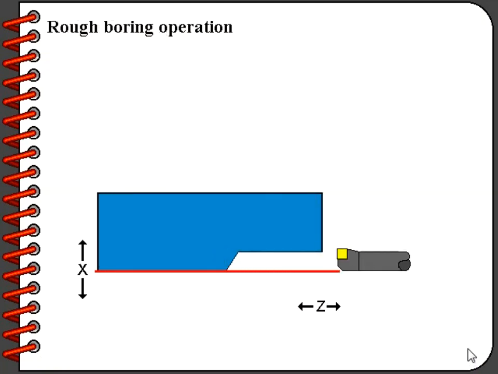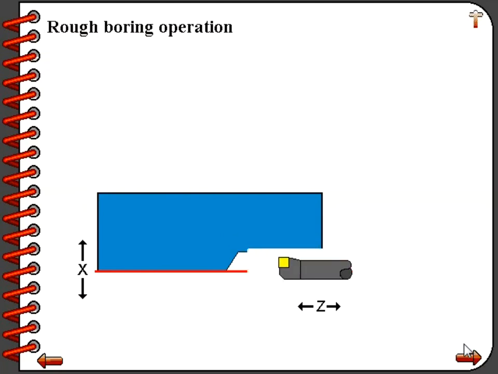A rough boring operation would take a series of passes from the small diameter of the bore, working out larger and larger in diameter to remove most of the material. Just with facing and with the rough turning, there is an automatic cycle to remove the bulk of the material for you.